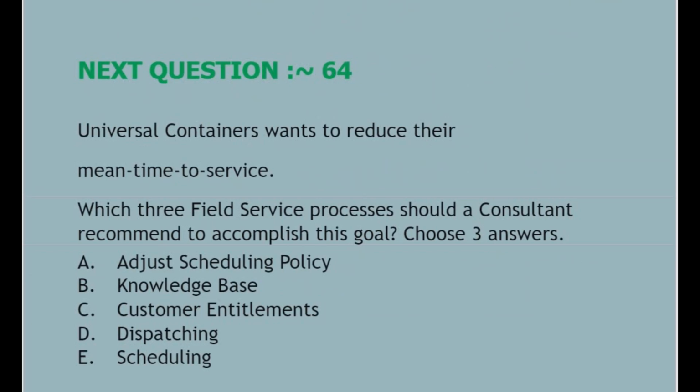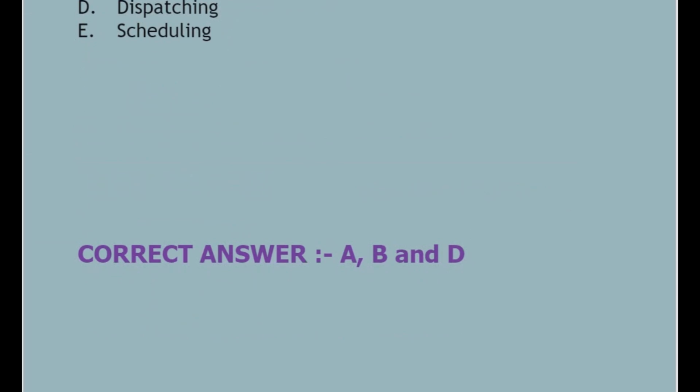Question is Universal Containers wants to reduce their mean time to service. Which three field service processes should a consultant recommend to accomplish this goal? Option A. Adjust scheduling policy. Option B. Knowledge base. Option C. Customer entitlements. Option D. Dispatching. Option E. Scheduling. Correct answer is option A, B and option D.